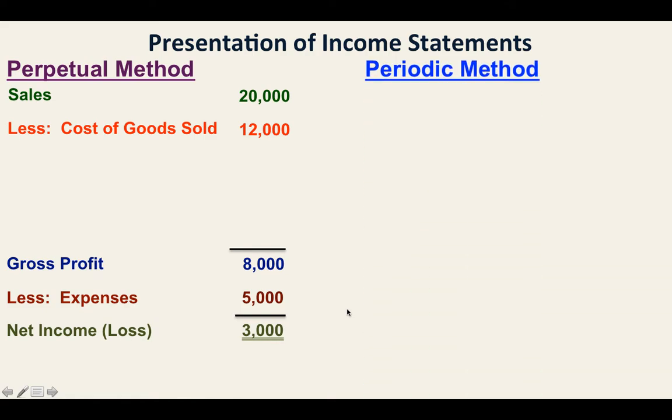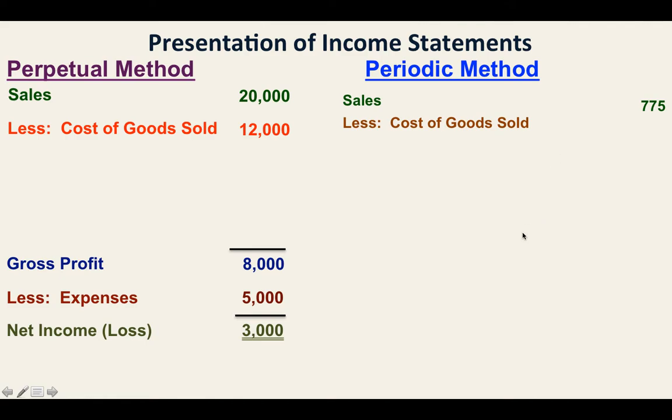Under periodic method, you have sales. Let's put an absolute amount, 775. Actually, this would be in 100,000, so let's just simplify this. Okay, sales 775, and then less cost of goods sold. We cannot put a certain amount on cost of goods sold because it's not available in the record. We have to determine it.